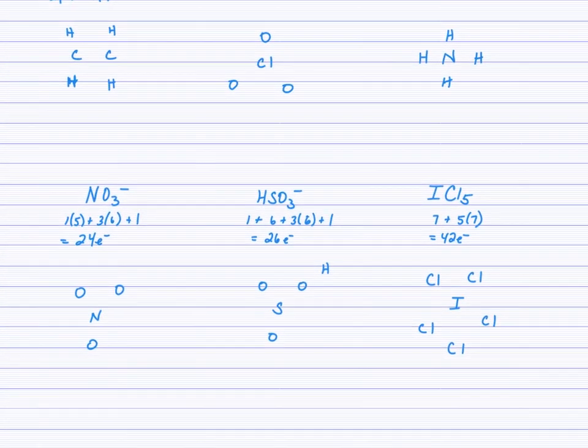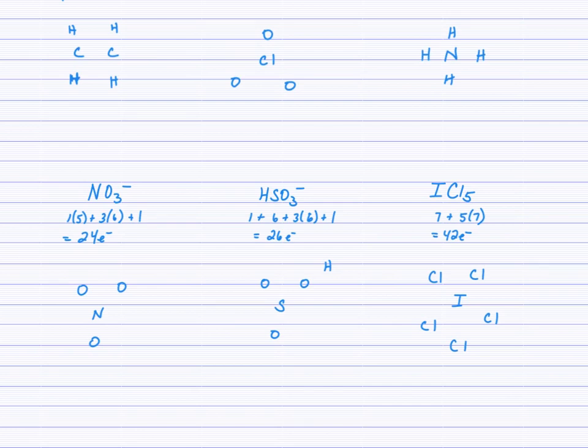Here's the bottom three. You'll notice here that I've placed the hydrogen off of one of the oxygens that's around the sulfur. So if you tried to put that H off bonding to the sulfur directly, the placement of the atoms is incorrect. So this hydrogen needs to be coming after one of these oxygens.